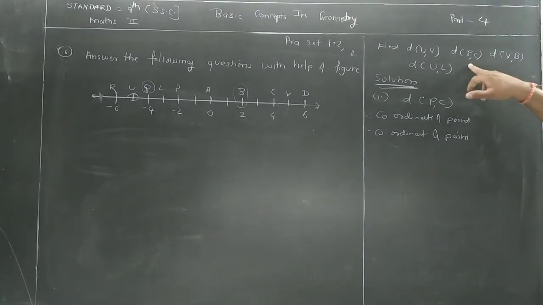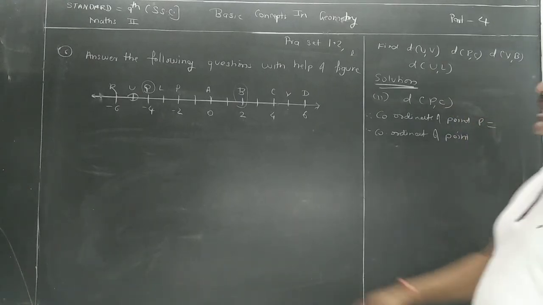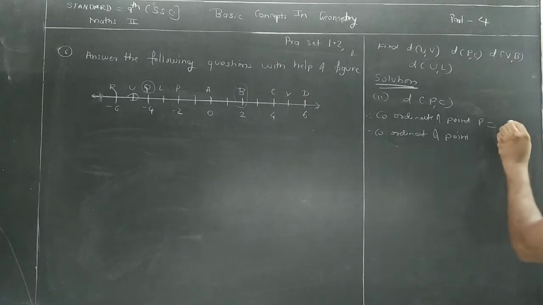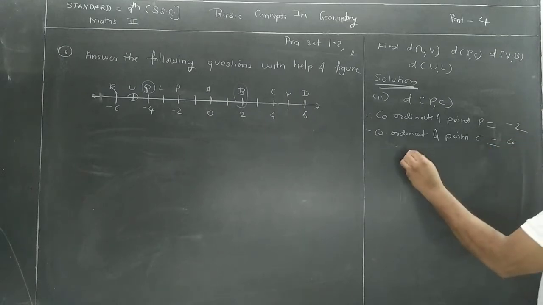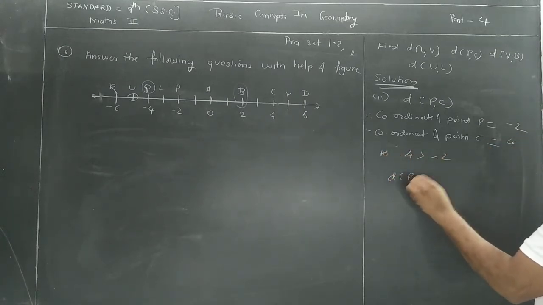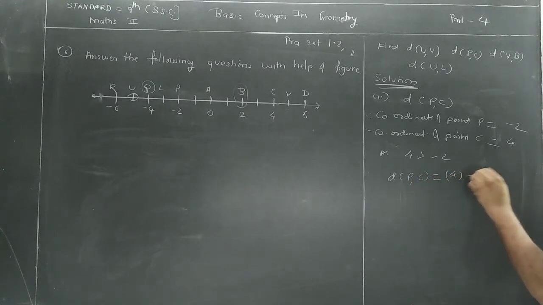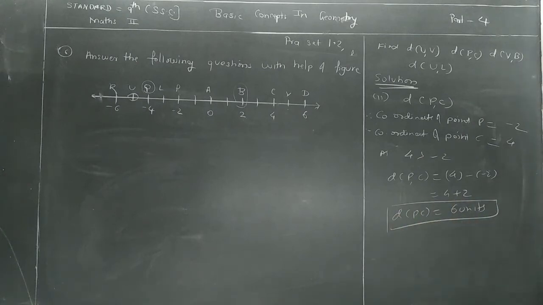Now distance PC. Coordinate of point P. How much is P? -2. C is how much? 4. So I can say that 4 is greater than -2. Distance PC is equal to 4 minus -2. That is 4 plus 2. Distance PC is equal to 6 units. Copy down.